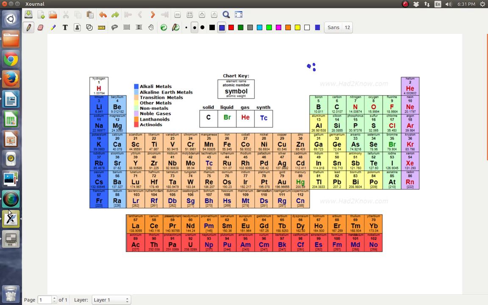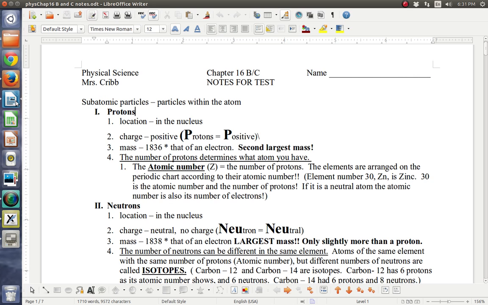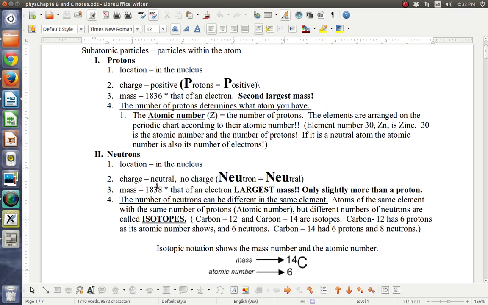So let's go back to our notes for a moment. Protons, remember that protons are in the center of the nucleus, and they're positively charged. They are the second largest mass particle in the atom. There's the protons and the neutrons and the electrons. And the number of protons is the atomic number. And there's that symbol Z that represents the atomic number. We're going to be looking at the periodic chart in a minute.